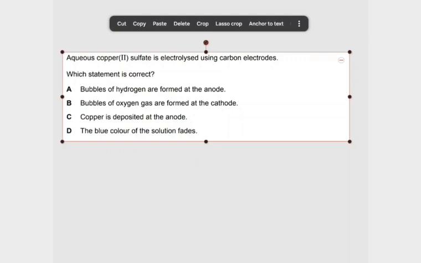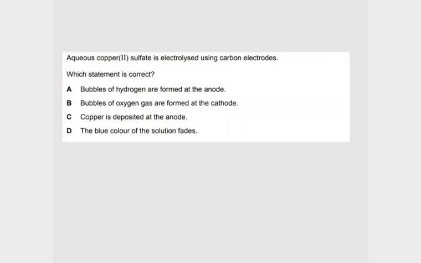Aqueous copper sulfate is electrolyzed using carbon electrodes. Which statement is correct? So this is aqueous copper sulfate using carbon electrodes. So you have got copper-2 plus, H plus, and SO4 minus and OH minus. Bubbles of hydrogen are formed at the anode. Hydrogen would never go to the anode because anode is positively charged, and hydrogen is also positively charged. Bubbles of oxygen gas are formed at the cathode. Oxygen is negative, cathode is negative, so that's not the combination.